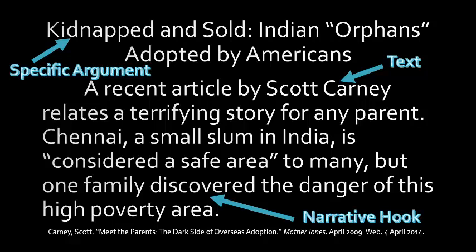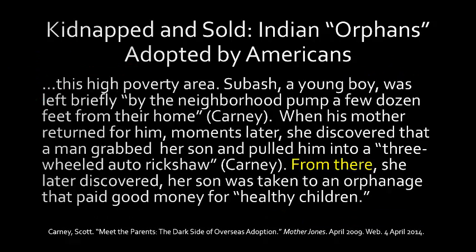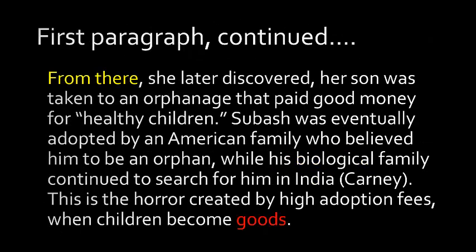Chennai, a small slum in India, is considered a safe area to many, but one family discovered the danger of this high poverty area. So here we are beginning to tell a story. This is a narrative hook, narrative meaning story. So we continue on. With this high poverty area, Subhash, a young boy, was left briefly by the neighborhood pump a few dozen feet from their home. When his mother returned for him moments later, she discovered that a man grabbed her son and pulled him into a three-wheeled auto rickshaw. From there, she later discovered her son was taken to an orphanage that paid good money for healthy children.